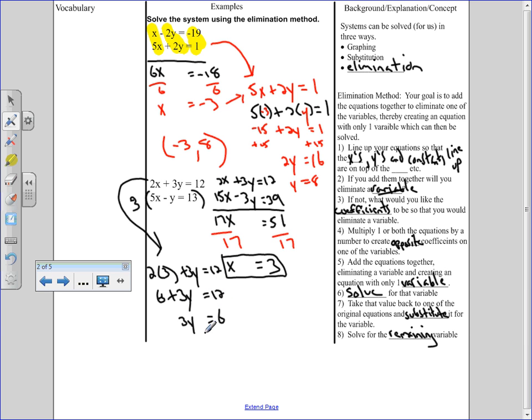I subtracted 6 from both sides. So y is equal to 2. So the solution to this system is x equals 3 and y equals 2. And again, that would make both of the original equations true.